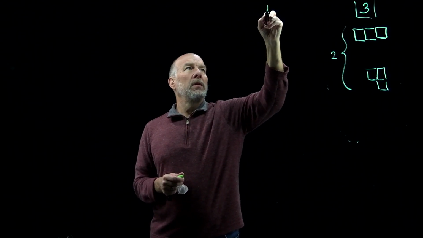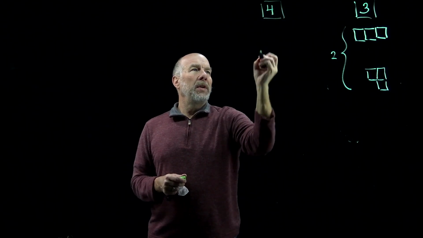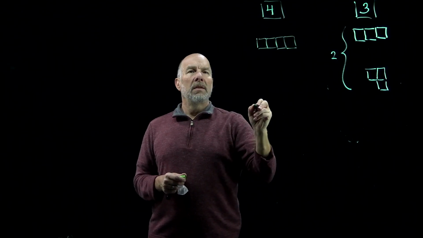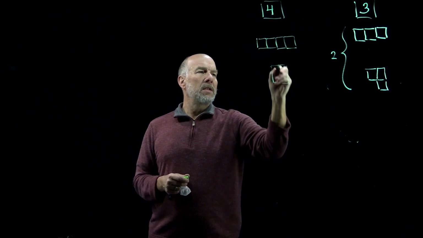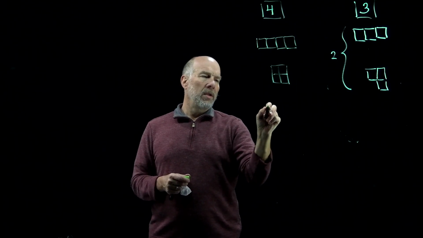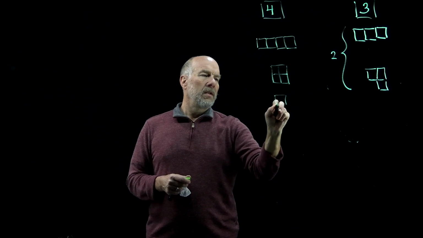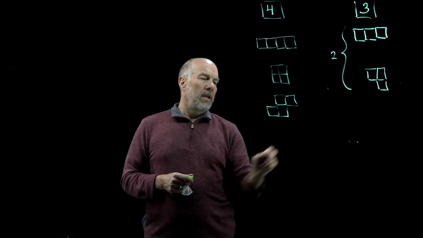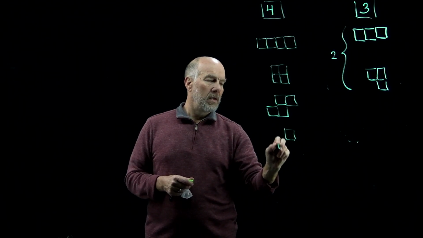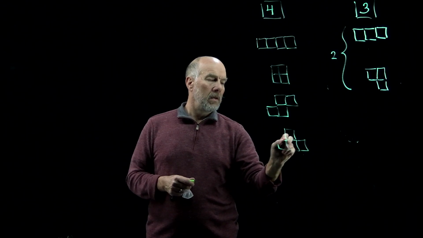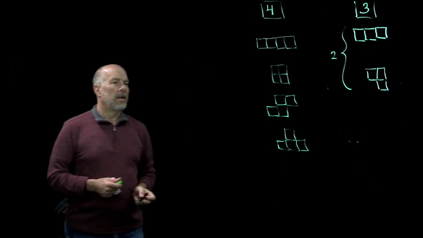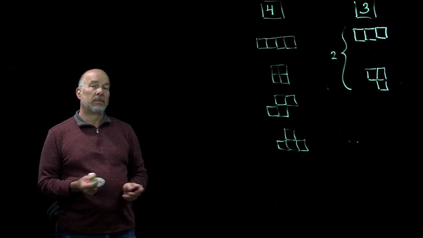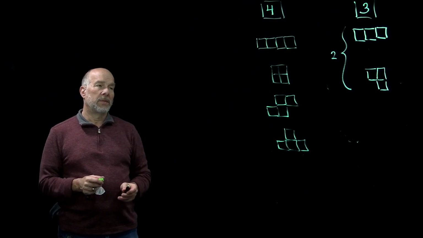Now, what if you had 4? If you had 4 boxes, certainly one way that you can do it is like this. One way that you can do it is like this. One way that you can do it is like this. And like this. Is that all the possibilities? I think it might be. I might have missed one.